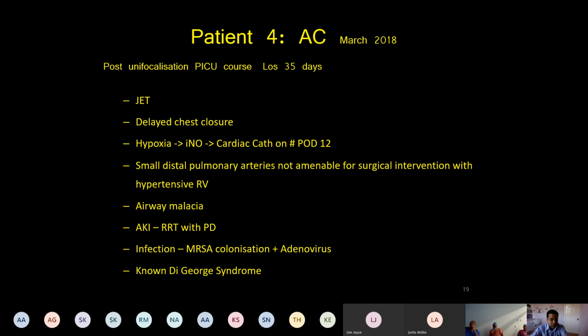You can only go till you can approach and see what happened. Arborization inside the lung parenchyma is not amenable. This RV was hypertensive, so this is going to the extreme, bad end of the spectrum of pulmonary atresia VSD. Airway malacia, so that comes to the ICU part as we move forward.